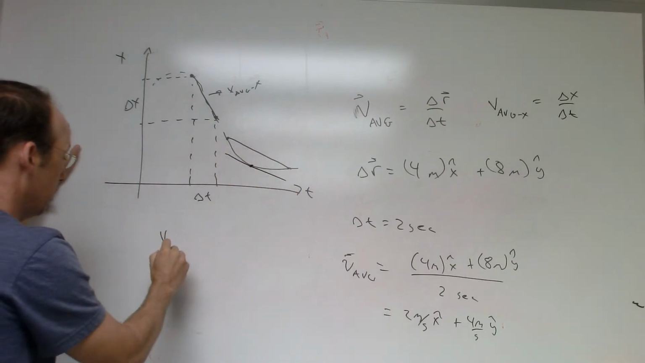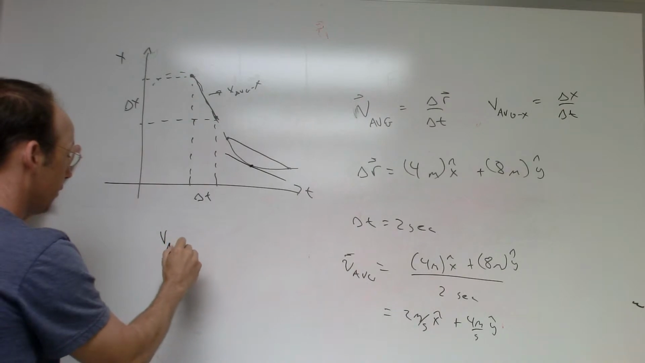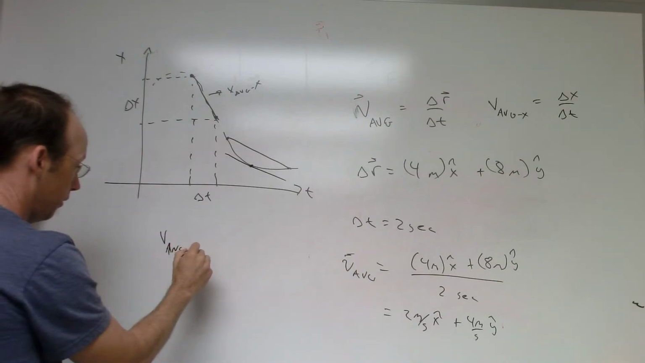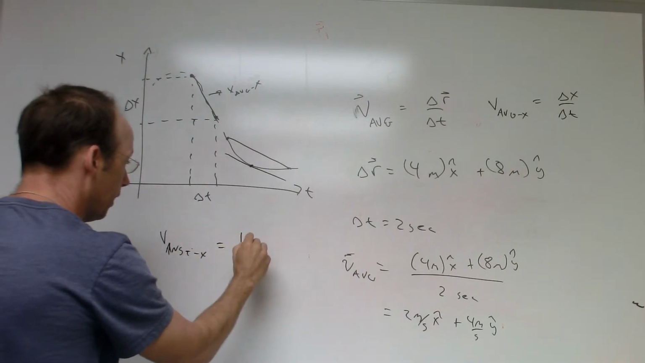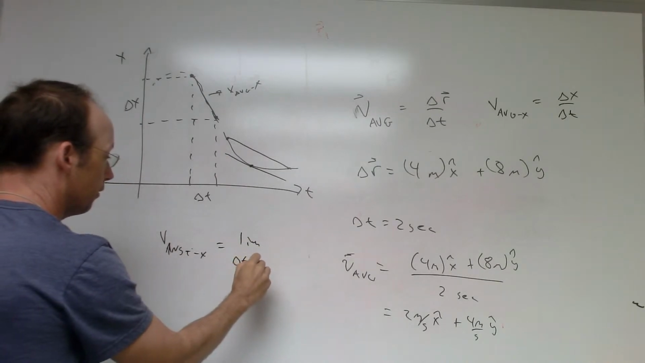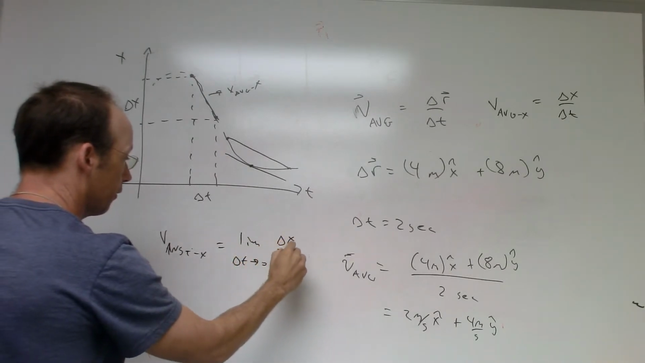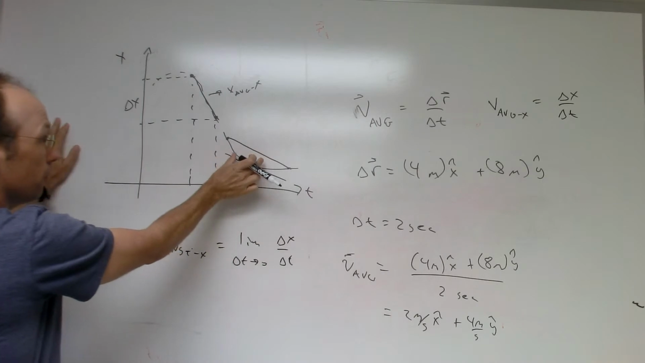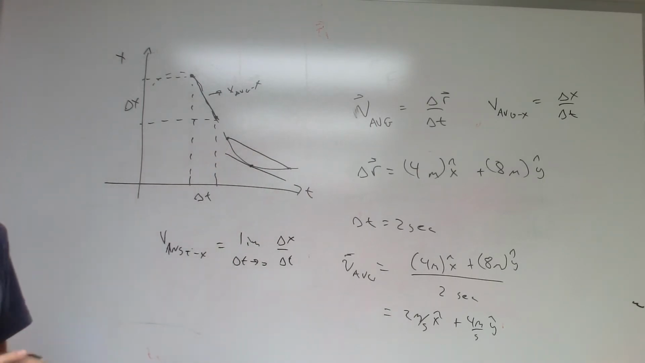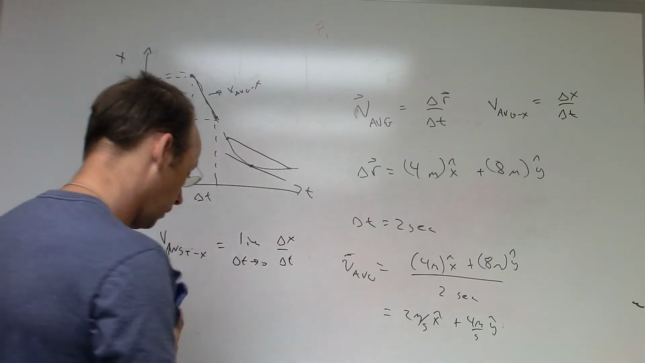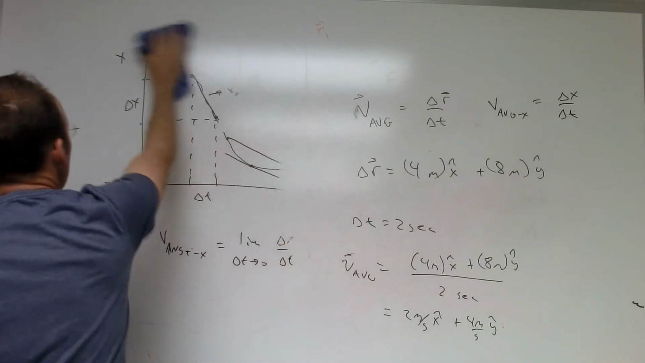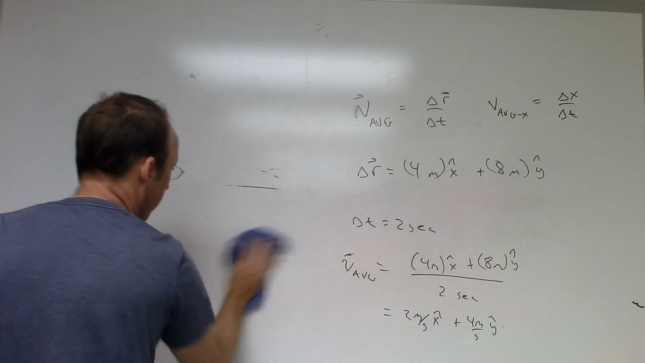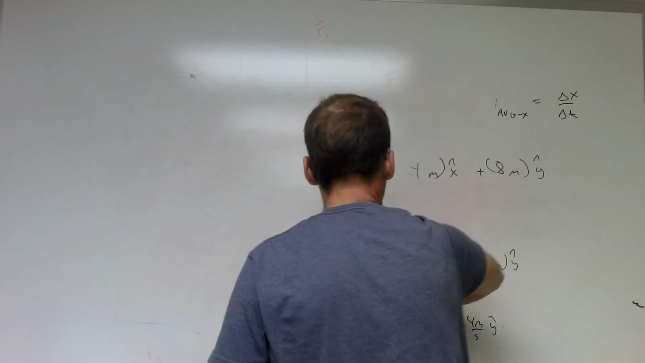So v instantaneous in the x is going to be the limit as delta t goes to 0 of delta x over delta t. So as I let those 2 points get closer and closer together, I get a better answer. Okay, 3 more things. I'm trying to go quick because I don't want to make a 20-minute long video.